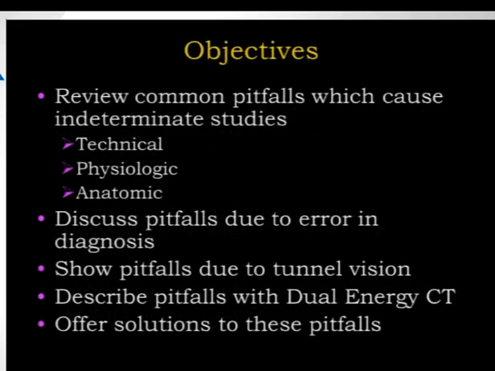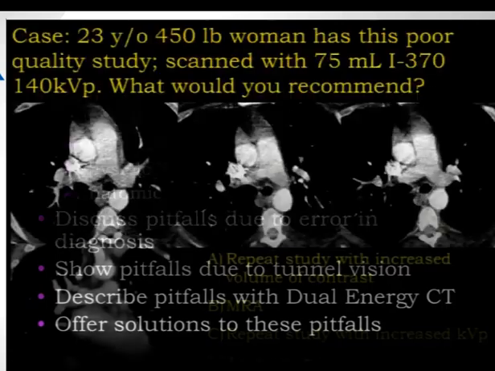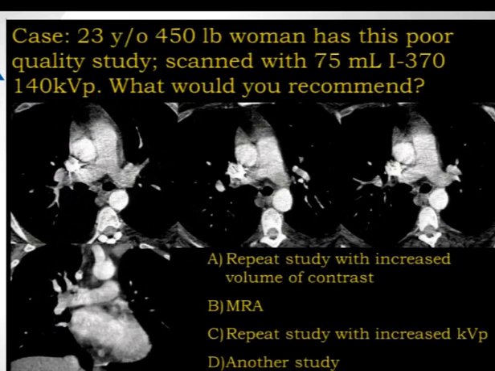This afternoon, our objectives are several. We'll look at, first of all, indeterminate studies, and those can be due to technical, physiologic, or anatomic reasons. But there are other pitfalls in CT pulmonary angiogram imaging, one of those being an error in diagnosis, and the other is an error in tunnel vision. And those are some of the most interesting and some of the most costly to the patient. We'll also look at dual energy CT and offer solutions to these pitfalls.